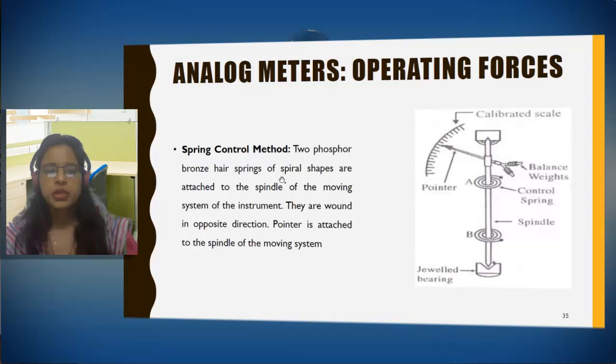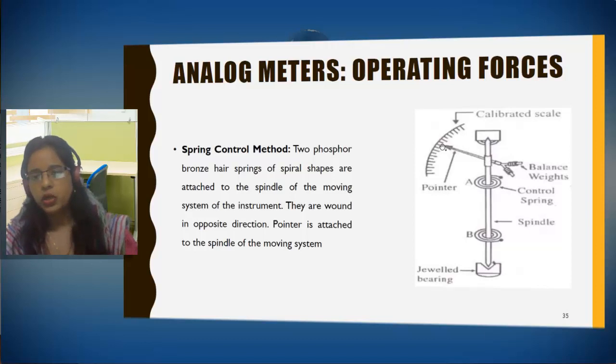Two phosphor bronze hairsprings of spiral shape are attached to the spindle of the moving system of the instrument. This is the spindle of the moving system. With this, two spiral springs are connected. See, two springs are connected. But you can see the windings are in the opposite direction. One is wound in the anti-clockwise direction, one is wound in the clockwise direction. The pointer is attached to the spindle of the moving system.